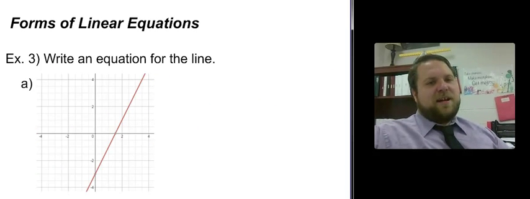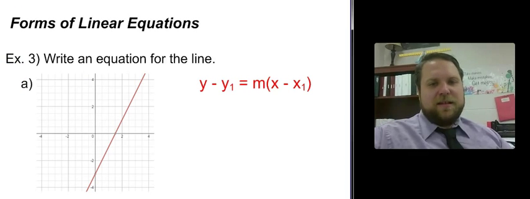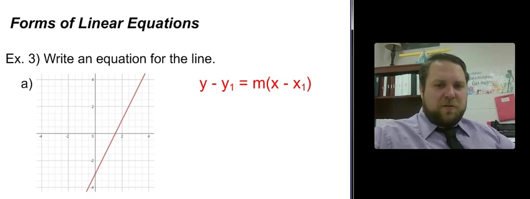Finally, I might be asked to write an equation for a line from a graph. And if I want to do this, remember there are two things I need. I need a slope, and I need any point on that line. So for slope, what I would do is I would just pick 2 points. I'm going to go with the y-intercept of negative 3, and this point right here, which is 1, negative 1.